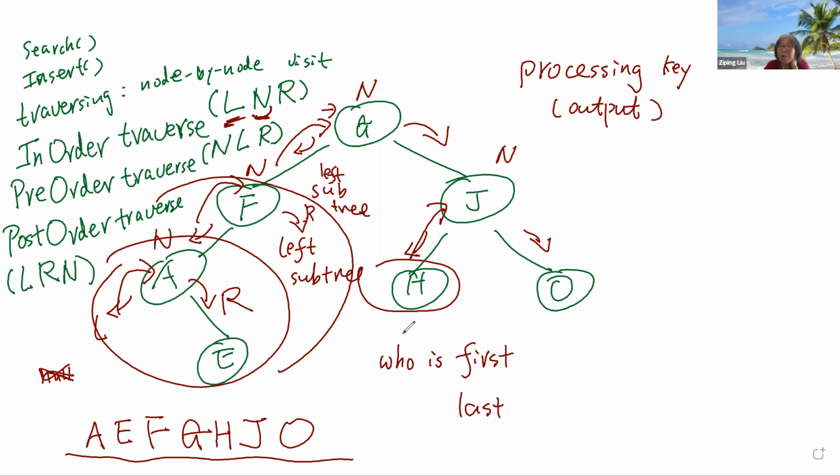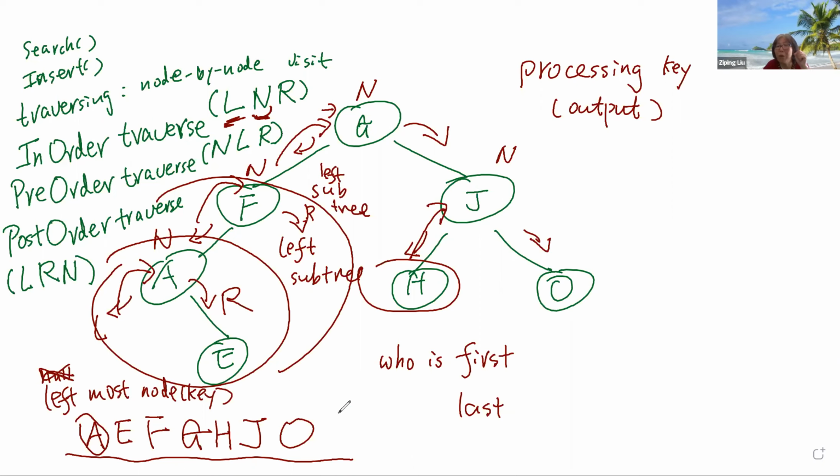For in-order traversing, who is going to be the first output? The farthest left and the farthest right. Yes, that's very, very good. If you take a look, A is the leftmost node. Is it the leftmost? Is it the leftmost node's key?